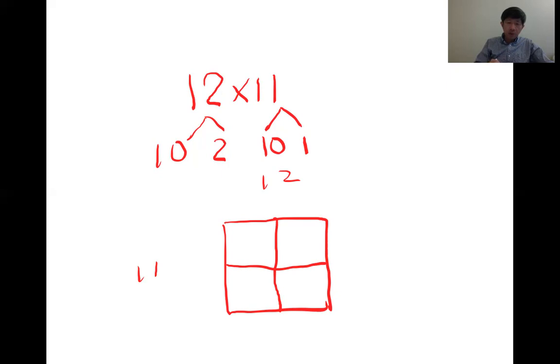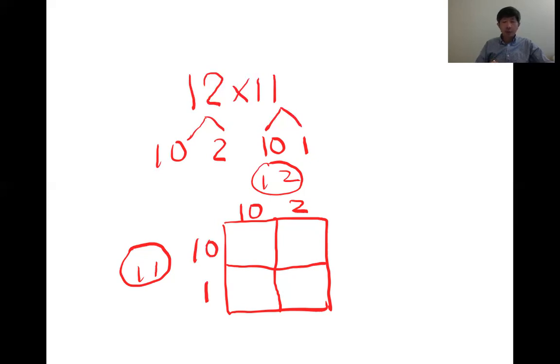This we put on 12, this we put on 11, okay? 12 is actually a 10 plus 2. Is that right? Now how about 11? 11 is a 10 plus 1. Is that right? Now, in a German classroom, they use a table like this.